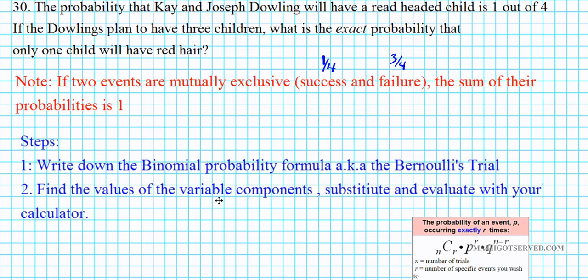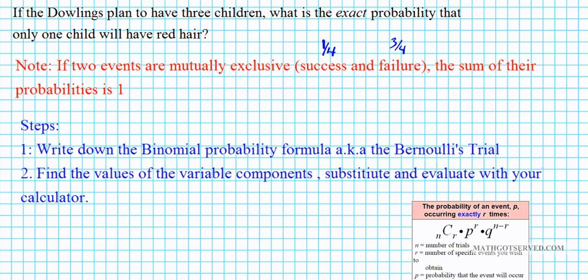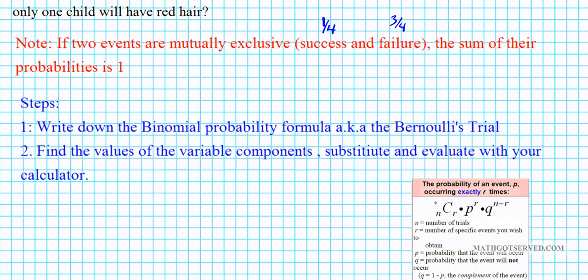Now, steps. What we're going to do here, first of all, we're going to write down the probability formula, the binomial probability formula, also known as the Bernoulli trial, which is provided right here. The probability of an event P occurring exactly R times. After writing down the formula, we're going to find the values of all the variables. It's very important you list these down and find out what they are before you substitute. It is very easy to confuse values here. If you mix up probabilities or number of trials or outcomes of specific events you desire, you get the problem wrong.